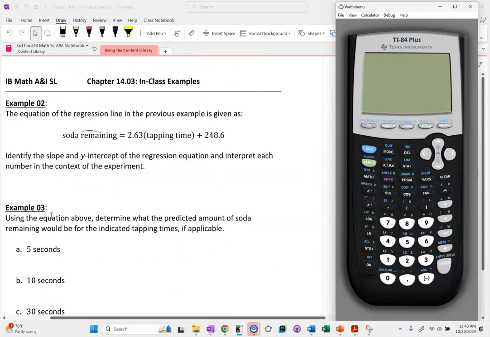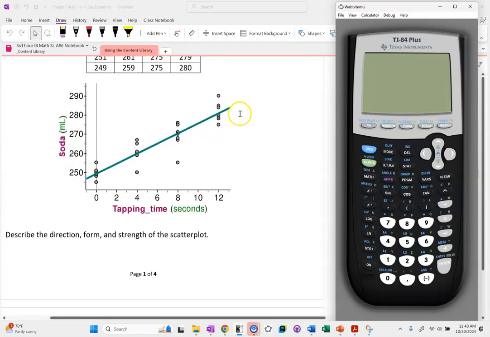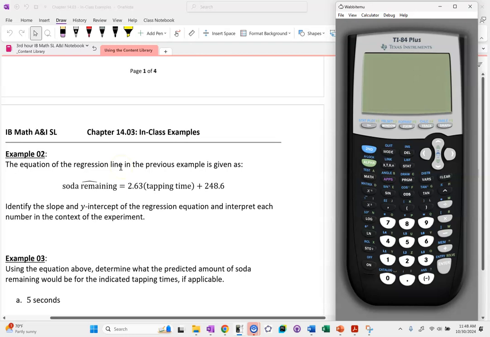All right. The equation for that regression line that we've drawn in here, the blue regression line, is given as follows. Identify the slope and y-intercept of the regression equation and interpret each number in the context of the experiment. Who can handle the slope? What does the number 2.63 mean in the context of this experiment?